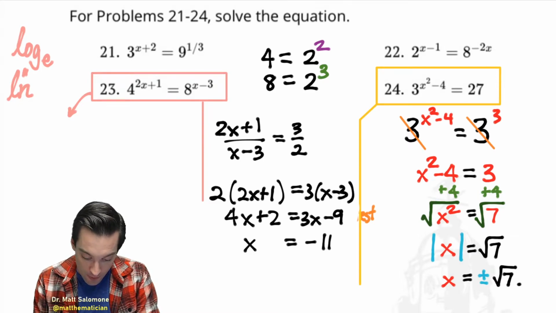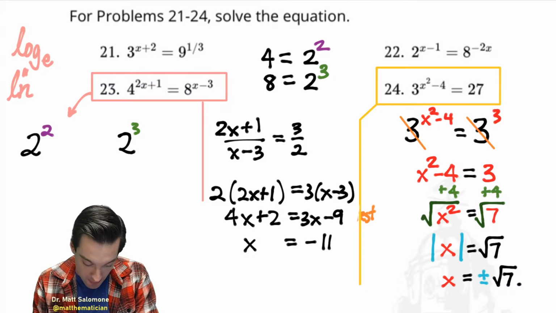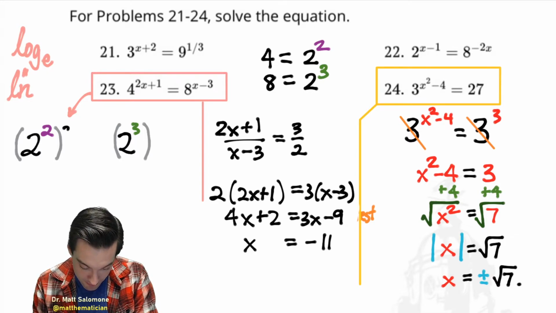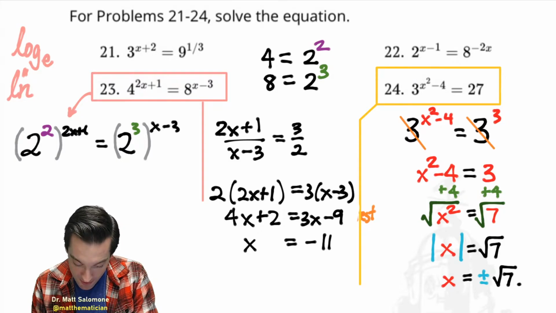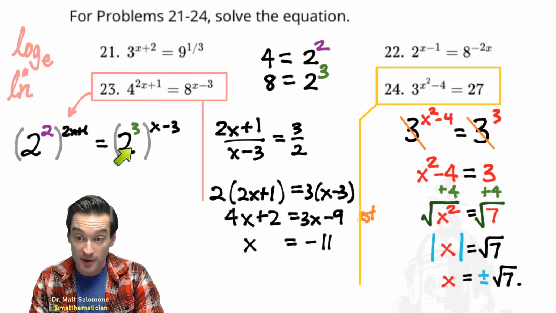So let's use that right now. 4 was 2 to the power 2, so I'll just replace that 4 by 2 to the power 2. I'll replace the 8 on the right-hand side with 2 to the power 3. And then we end up getting something that would look like this. I'm going to be real careful with parentheses. So 4 to the power 2x + 1 is equal to 8 to the power x - 3, right? I think we can all agree on what was done here. 4 was replaced by 2 squared, 8 was replaced by 2 cubed.